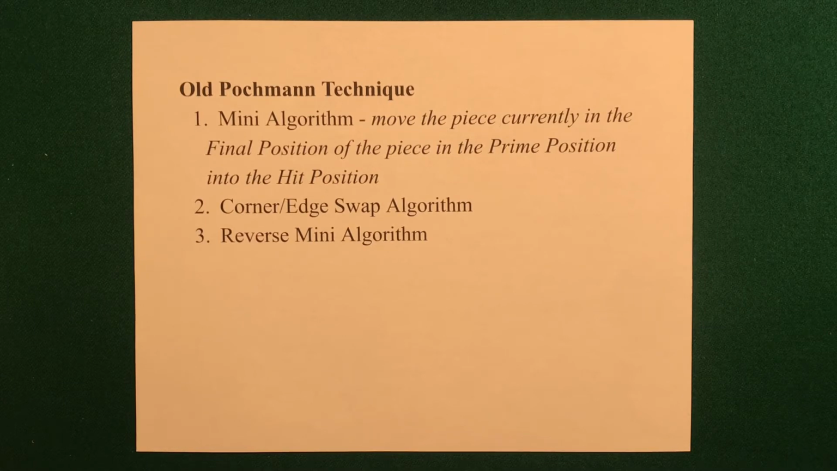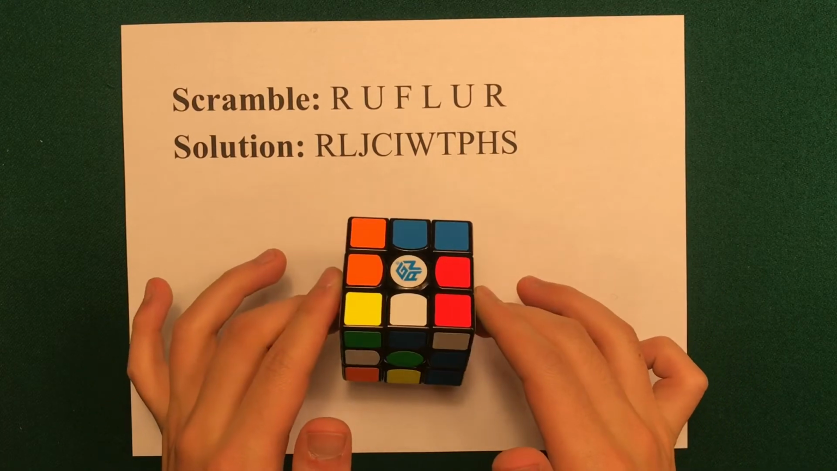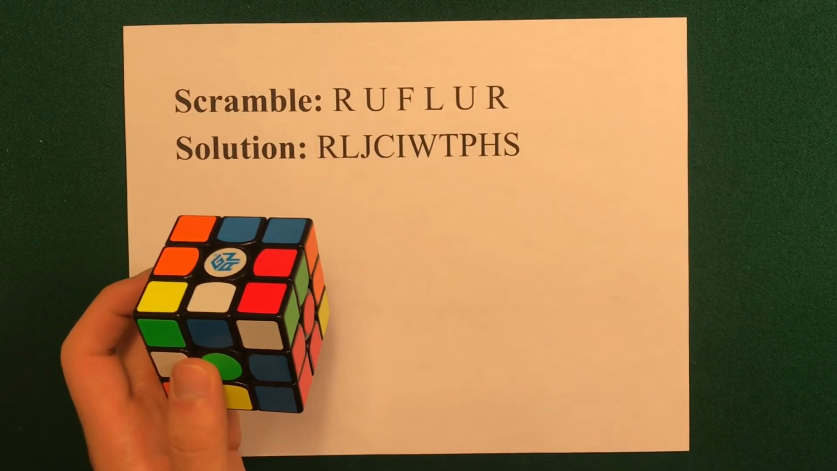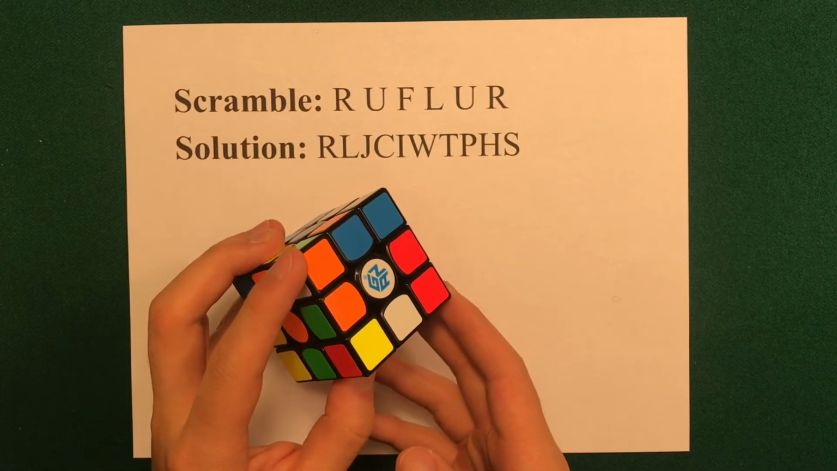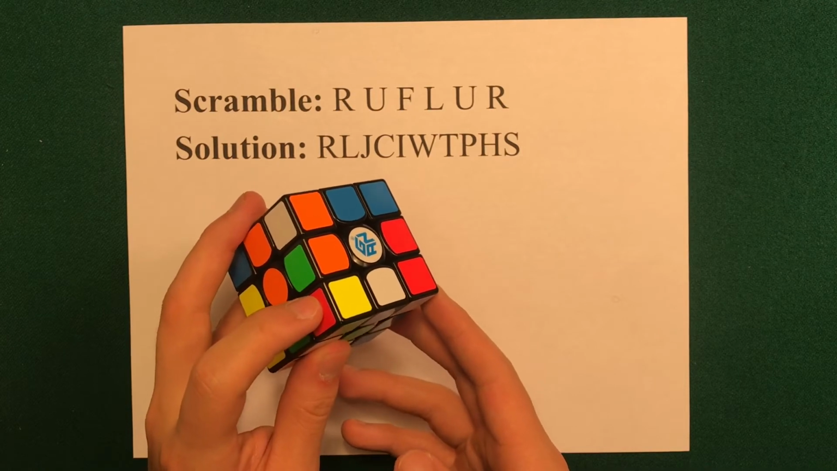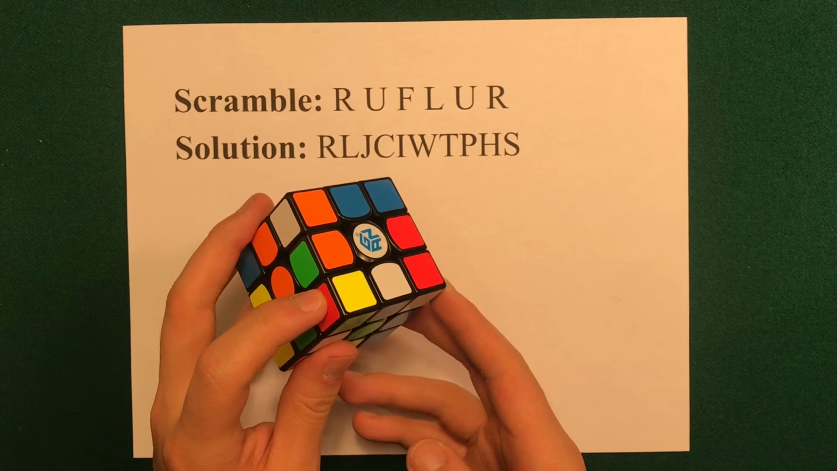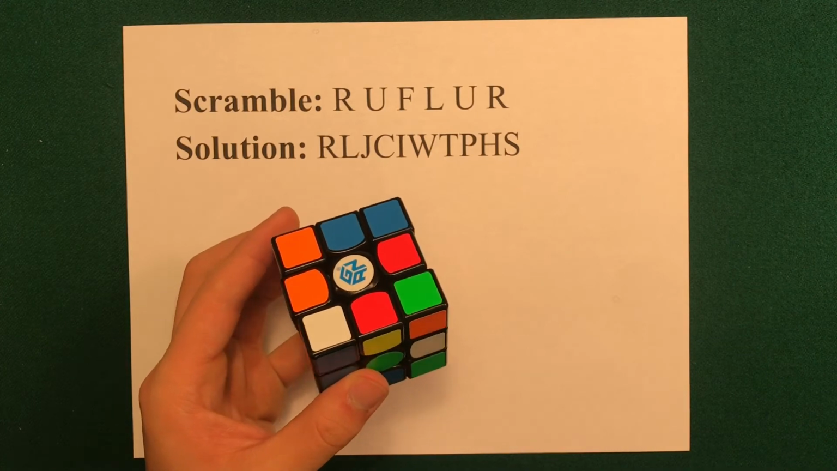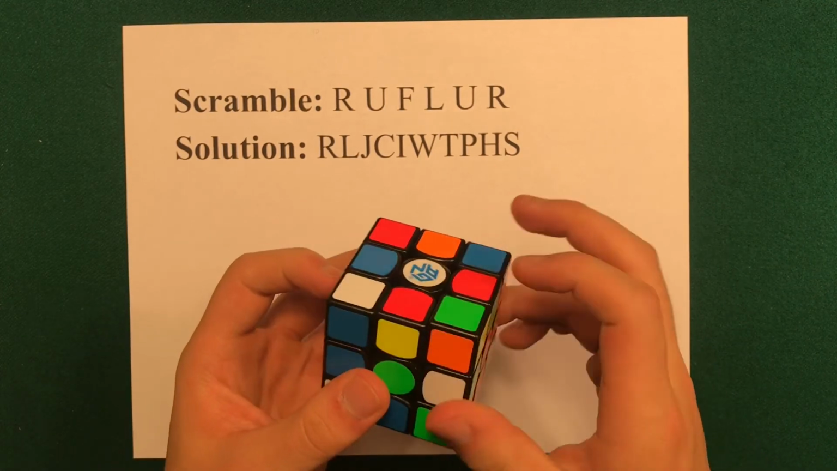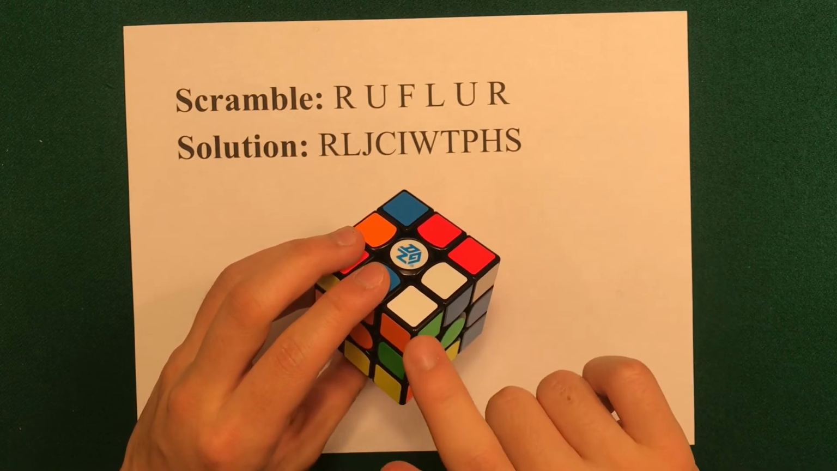For now, we will go through each letter sequentially. Here I have a scrambled cube. You can replicate this configuration by performing the steps R, U, F, L, U, R. First, we turn to the face in the prime position and observe that it belongs in the R position, or its final position. In order to move it there during the solve, we will perform a mini algorithm to swap the final position and the hit position, then perform our corner swap algorithm, then reverse that mini algorithm. Notice that the corner is now in its final position.